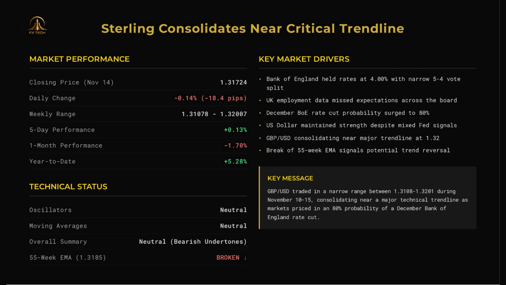Technical indicators present a neutral picture, with oscillators and moving averages showing mixed signals. However, the critical break below the 55-week exponential moving average at 1.3185 signals potential trouble ahead. Key market drivers include the Bank of England's narrow 5-4 vote to hold rates, disappointing UK employment data, and the surge in December rate cut probability to 80%. The consolidation near the major trendline at 1.32 represents a pivotal moment for the pair.